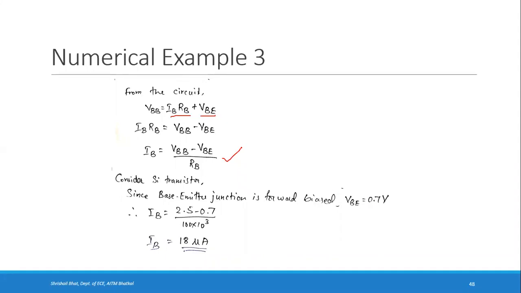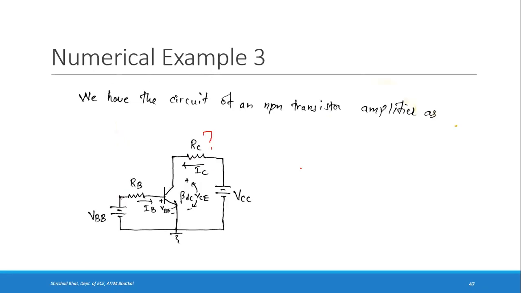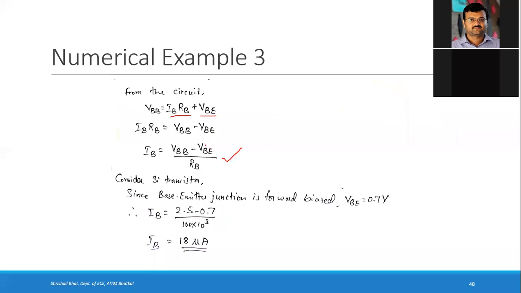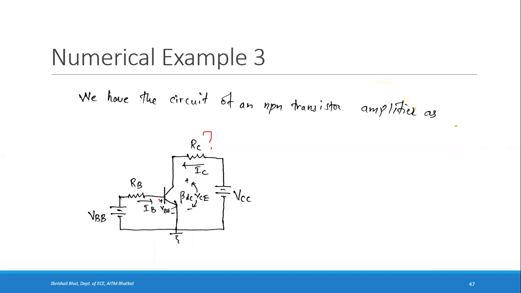Okay. So we know the value of VBB. We know the value of RB. It is given in the question, VBB and RB. So do we have the value for VBE? What happens is this VBE is the voltage across a forward biased PN junction. Why is it the voltage across a forward biased PN junction? Because the transistor is on.